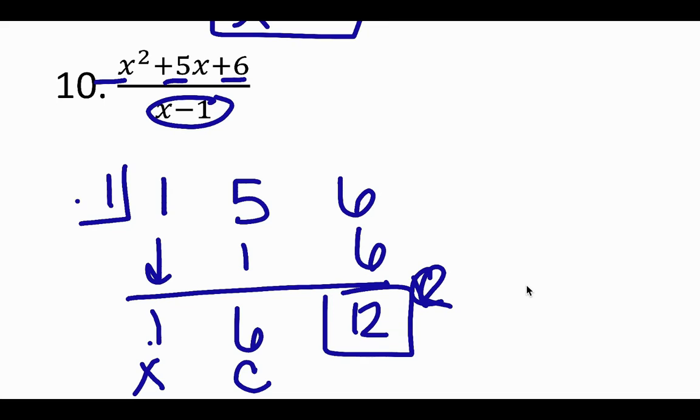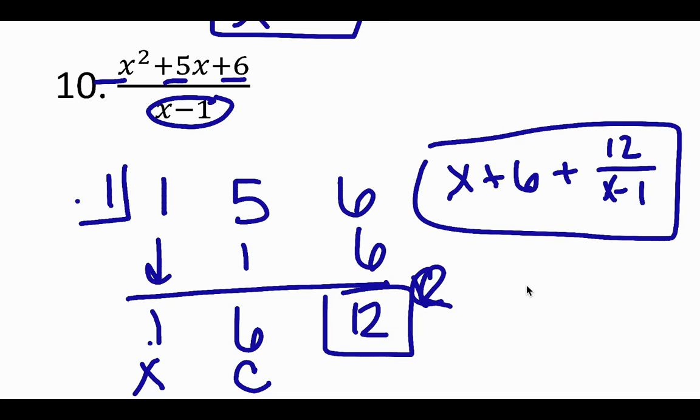So just like for regular division, you're going to write it out as x plus 6 plus 12 over, and we were dividing by x minus 1. And that part should look a little familiar to you from our long division day.